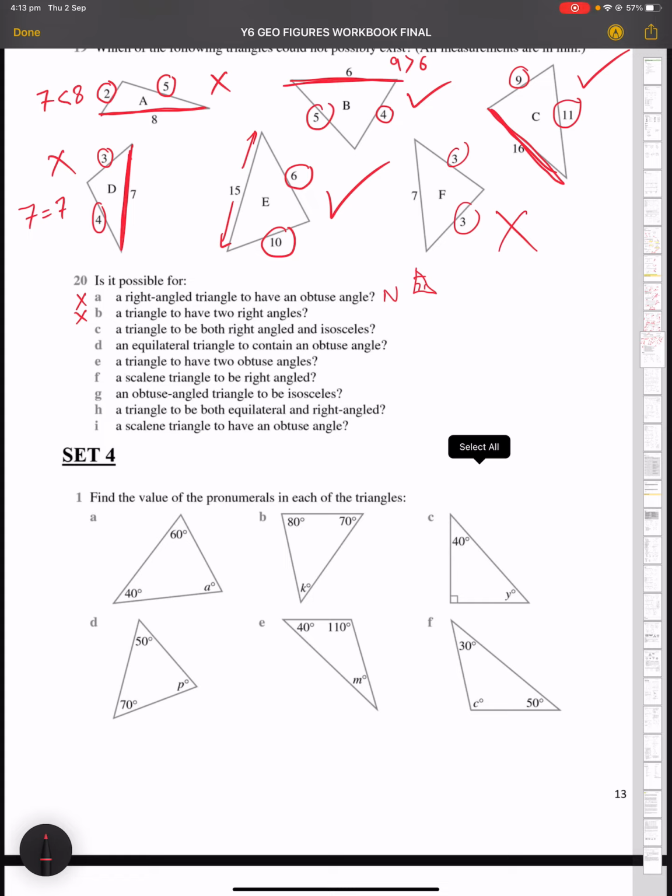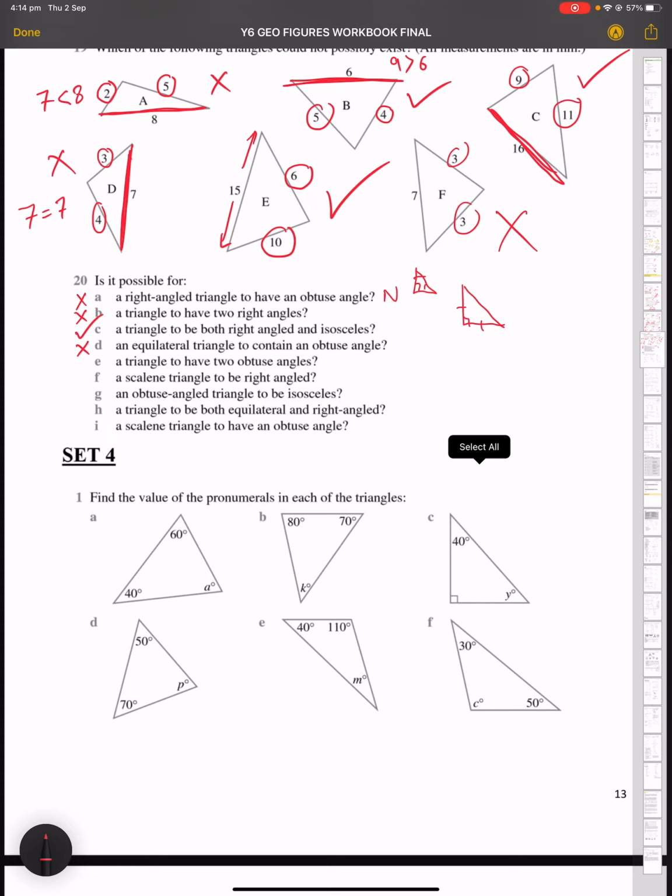A triangle to be both right angle and isosceles. Right angle and isosceles. So it looks something like this. Yes, it can. So yes. An equilateral triangle to contain an obtuse angle. An equilateral triangle has all the angles to be 60, so no. None of the angles can be obtuse.